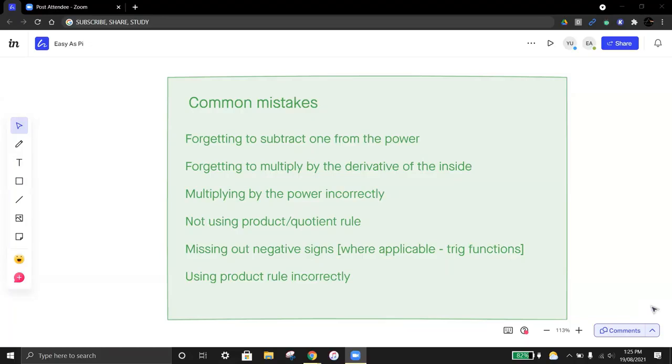And we'll go through that in our video about bracket rule. We also have not using product or quotient rule when it's necessary, and missing out negative signs. Generally this applies to trig functions. And finally, we have using product rule incorrectly. And we'll go through these mistakes more in depth later on.